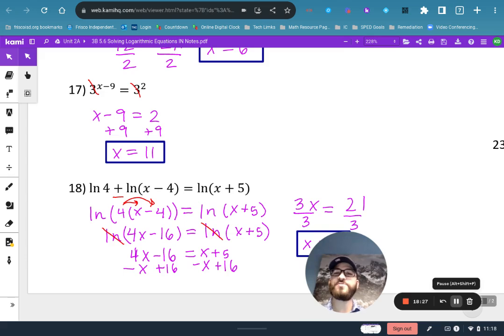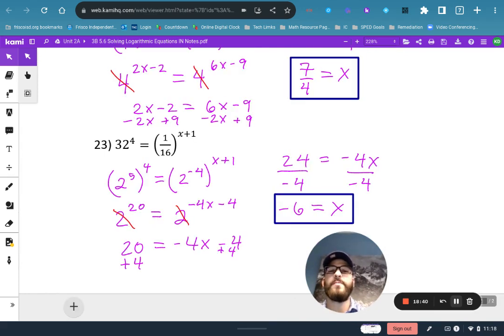All right, y'all, I'm going to go through these rather quickly so I don't take too much more of your time. So 3 to the power of x minus 9 is equal to 3 squared. Same base of 3 cancels out. X minus 9 equals 2. Add 9, and we get x is equal to 11. So 17 should be pretty straightforward, hopefully.